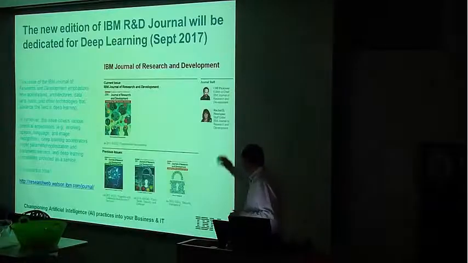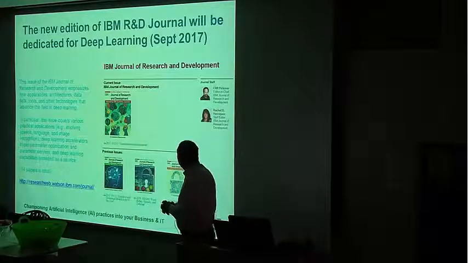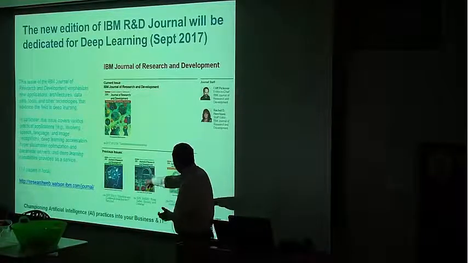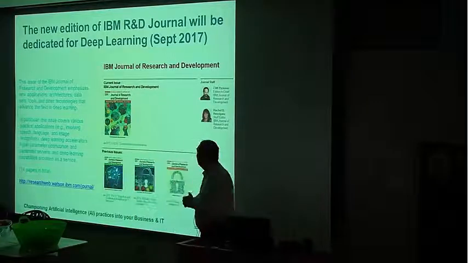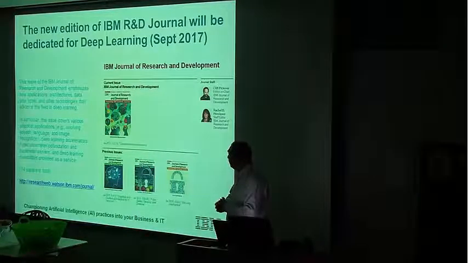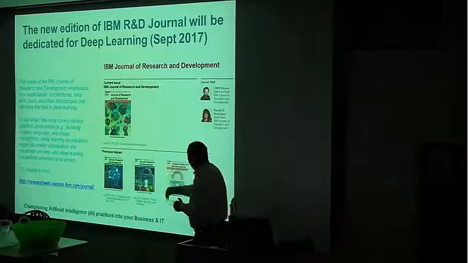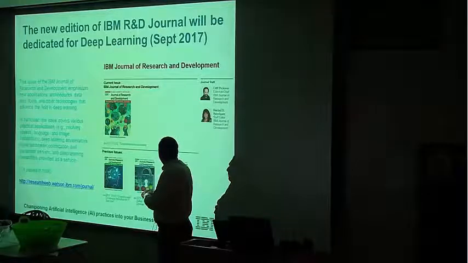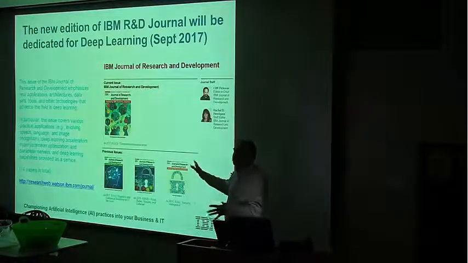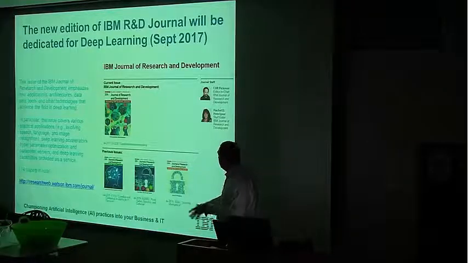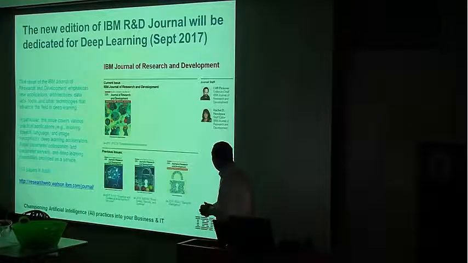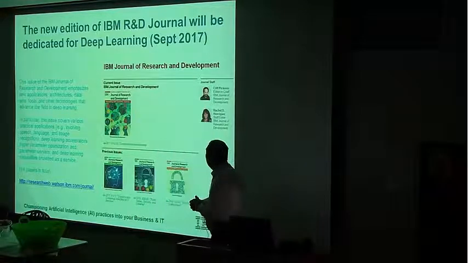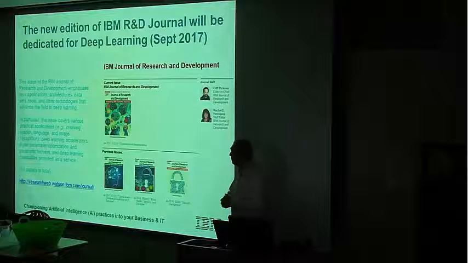I will start, as I said, with the IBM Journal of Research and Development. On the website, you can find all these publications. For example, the last one, which was in June 2017, was about computational neuroscience. I did not get into this journal. You see you have other journals that are on security intelligence, and on how to manage IT systems or IT departments.